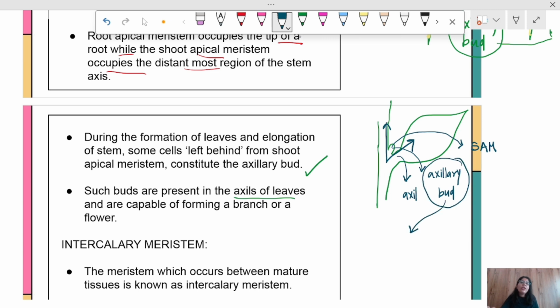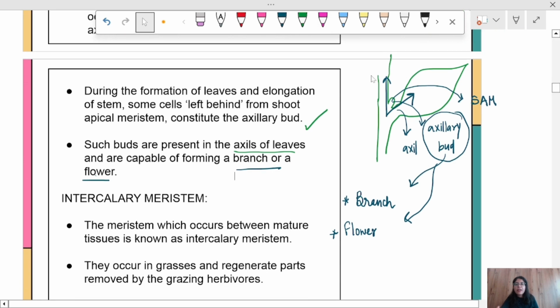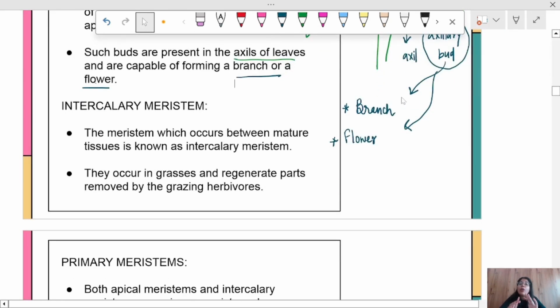Okay, what is this axillary bud going to grow into? It is going to grow either into a branch or into a flower. You can see it is mentioned here. Understood? Understood how axillary buds are formed? Now I already told you about intercalary meristem also. In the same way, intercalary meristems are also formed.